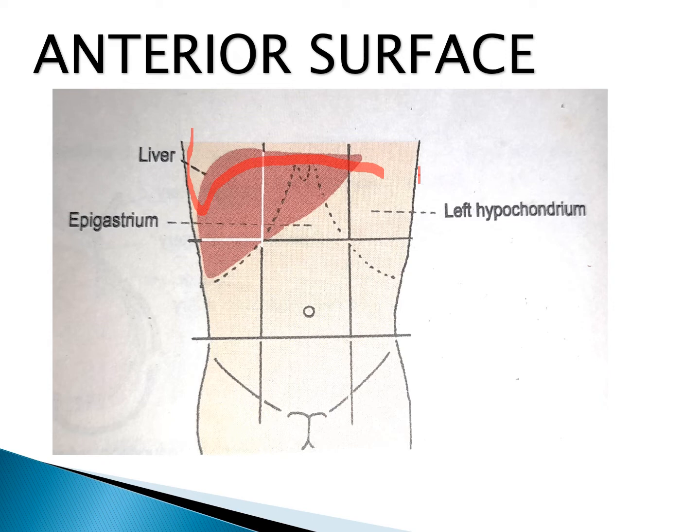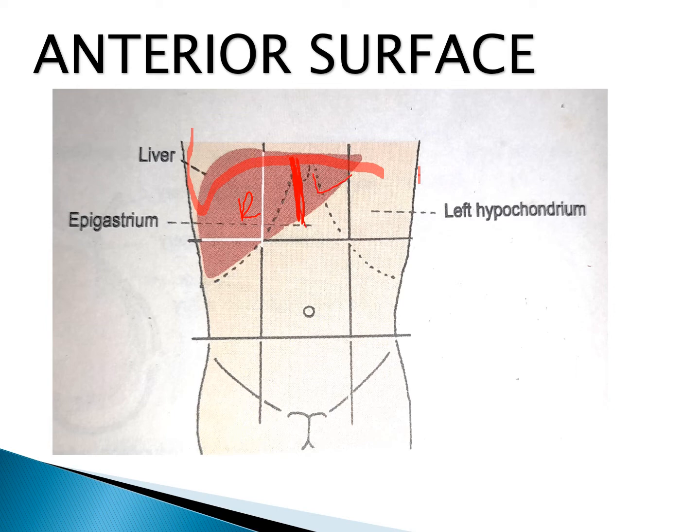Next in the list we have the falciform ligament. Of course, the falciform ligament will also be in relation at the anterior surface. As you remember, it divides the liver into the right lobe and the left lobe. This is the falciform ligament, so it will also be there.